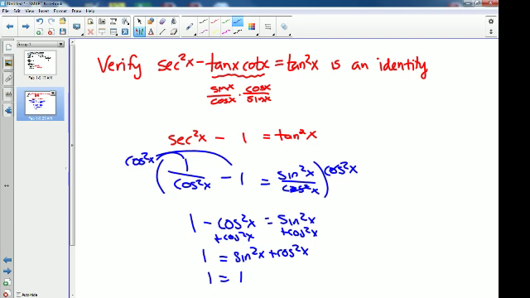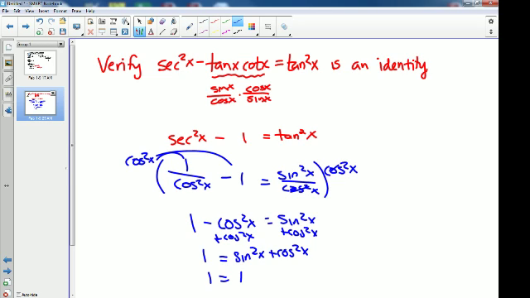Okay, could I have done fraction math here, created a common denominator, and done that? I could have, and it still would have worked. So this is a longer way. Is that okay?